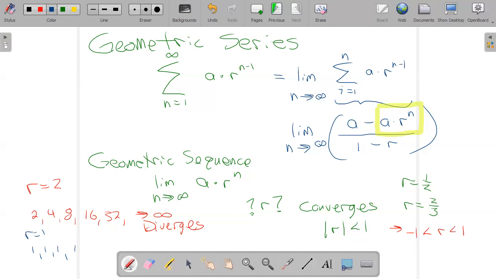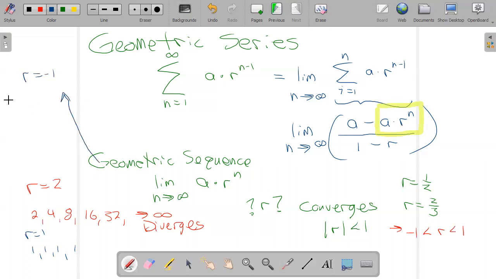R equals 1, the sequence does what? Converges. It's stuck at 1. What if we add up a bunch of 1s forever? 1 plus 1 plus 1 plus 1. I never stop. It's infinity. It's going to keep getting bigger. What about R equals -1? What's that doing?